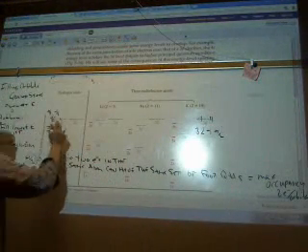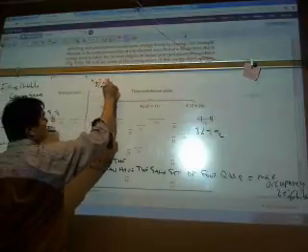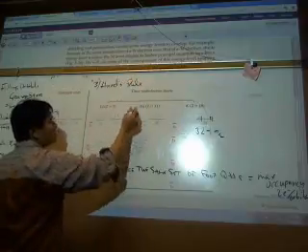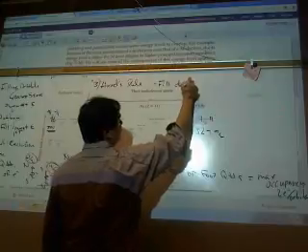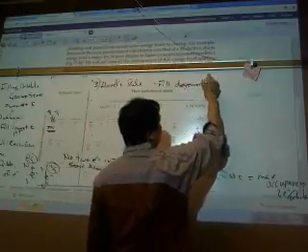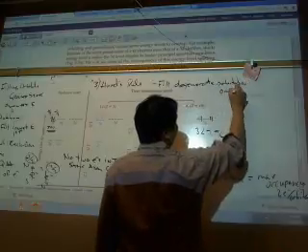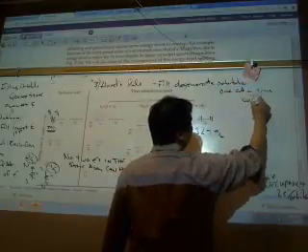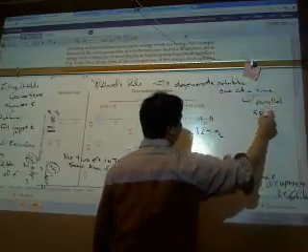Aufbau, Pauli, and Hund's rule. Hund's rule just says to fill degenerate orbitals one at a time with parallel spin. That will give you the lowest energy.